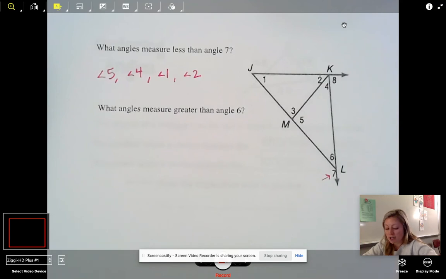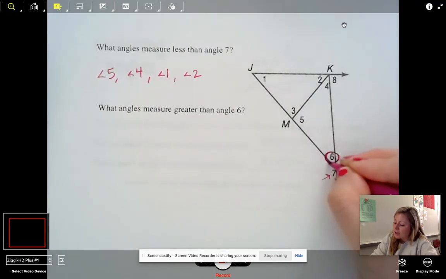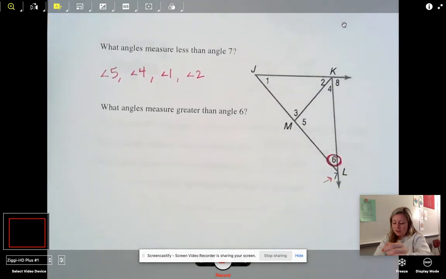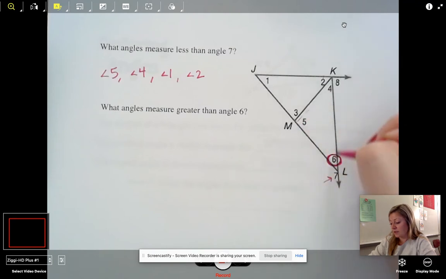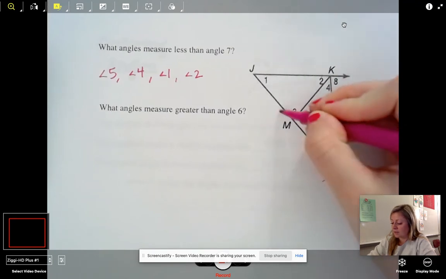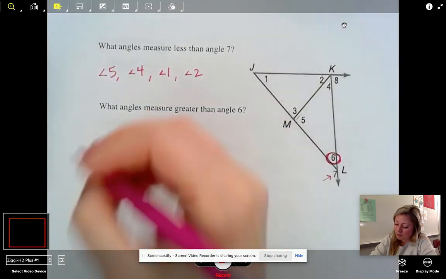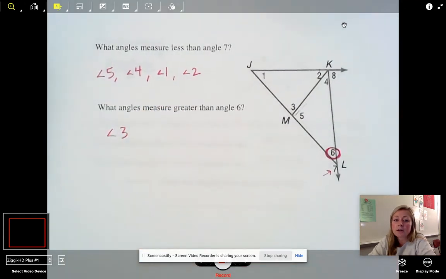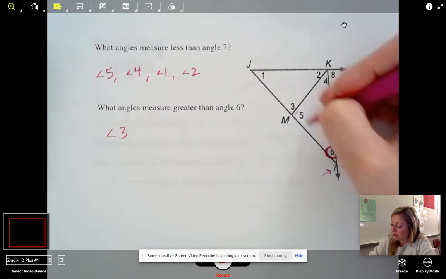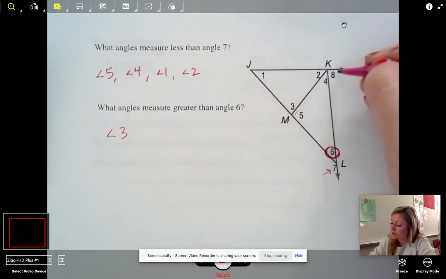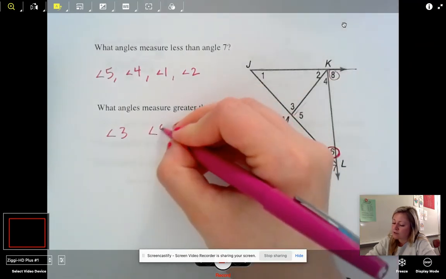Okay, now we're going to shift gears here. What angles measure greater than angle 6? So what would be bigger than angle 6? If I want to focus, what would be an exterior angle for angle 6? If I look at this triangle here, if we extend one of our sides, we form angle 3. So I would know angle 3 would be greater. And then if I look at the bigger triangle here, if I extend JK, we form angle 8. So I also know that angle 8 would be bigger.